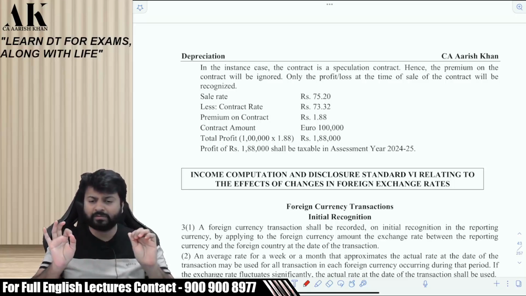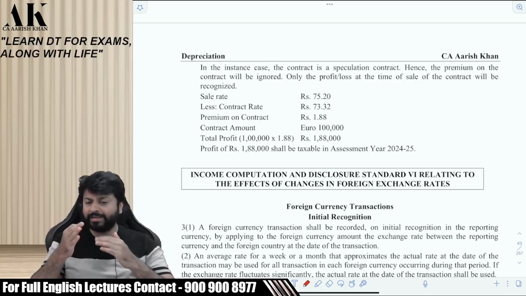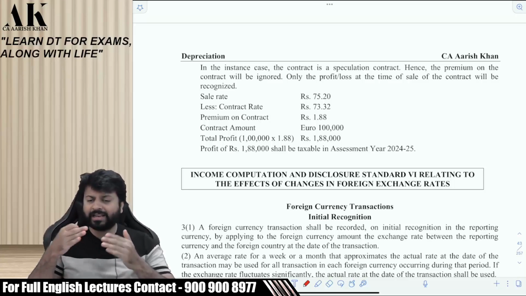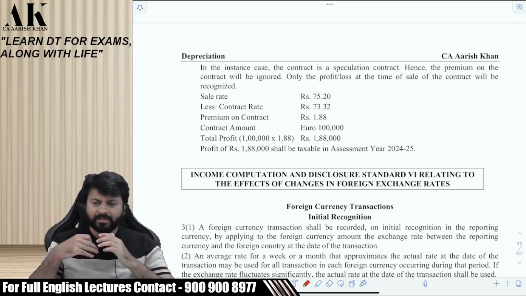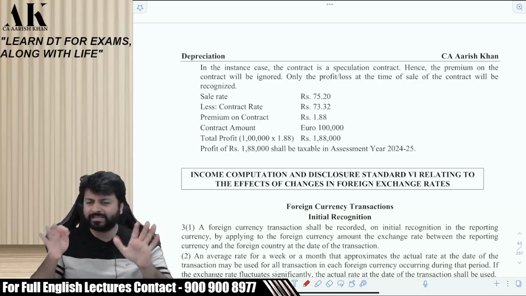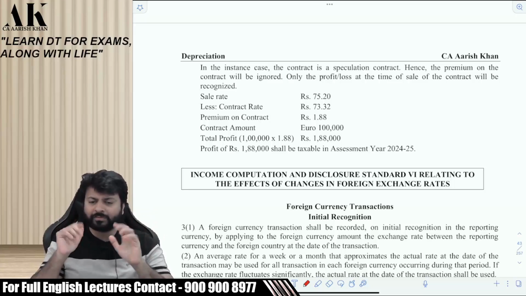It's a speculation. What do I mean by speculation? He's trying to speculate, like you do in the stock market. He's trying to see when it is best to sell, and then sells it. He's not doing this contract for business purposes. He's doing this contract for speculation purposes.